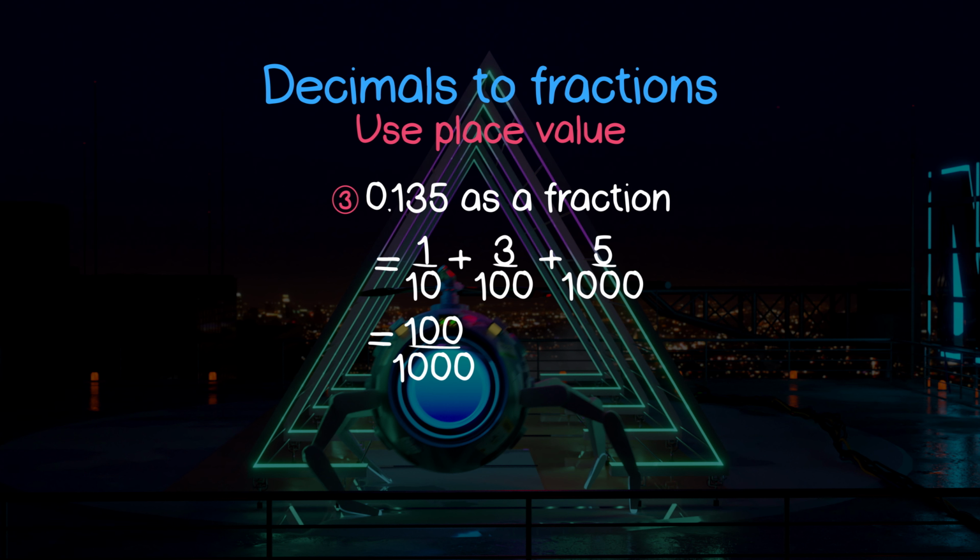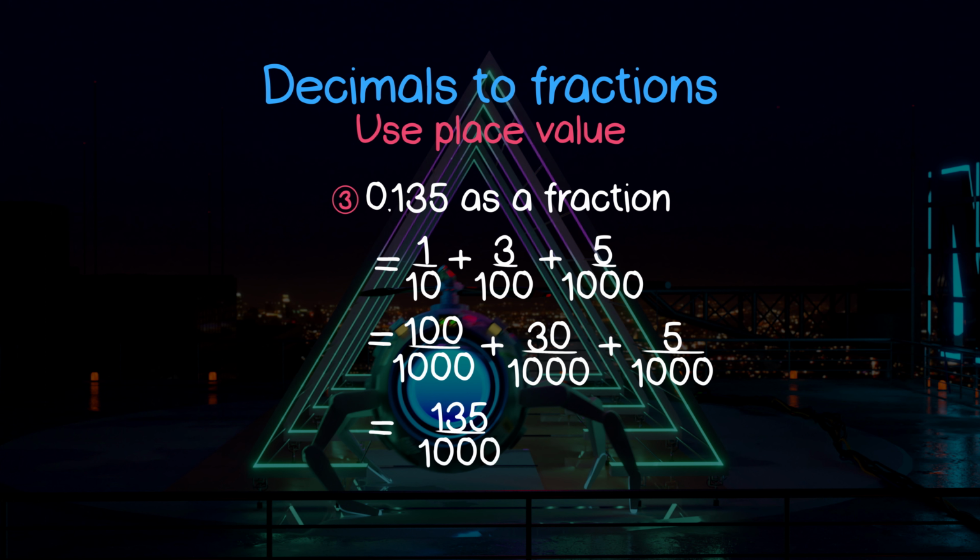Then we move on to our second fraction. To make 100 become 1000, we need to multiply it by 10, and then we do the same to our top. So 3 times 10 is 30, leaving us with 30 over 1000. And now we can add all of our numerators together because we've made our denominators equal. This gives us 135 over 1000, but we also always have to check if we can simplify a fraction, and we can, because the highest common factor of 1000 and 135 is 5. So now our answer is 27 over 200.